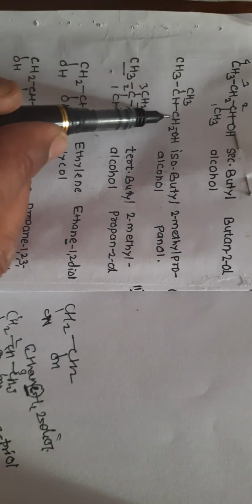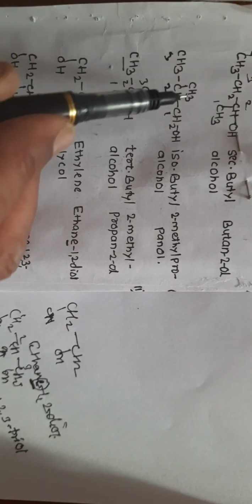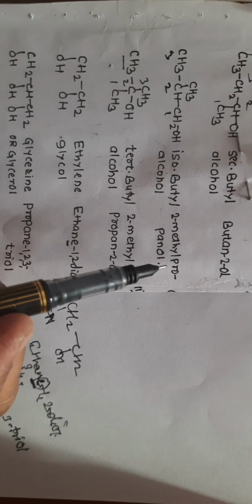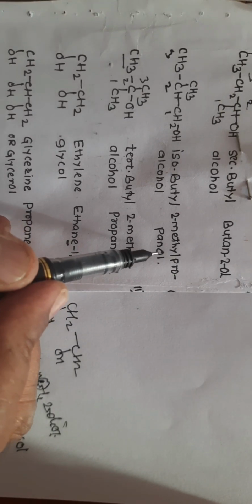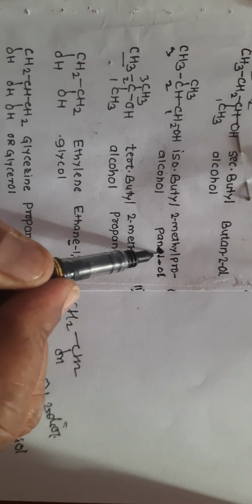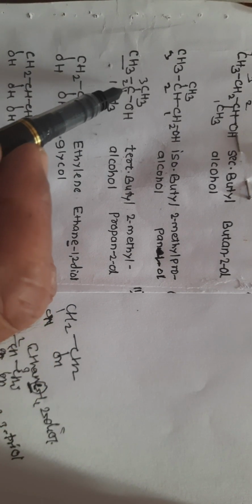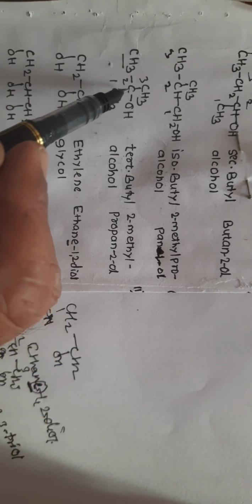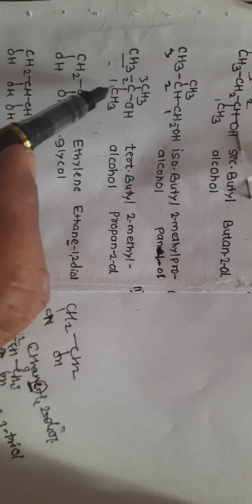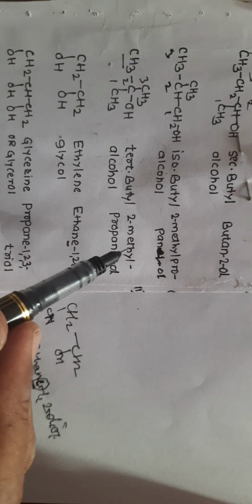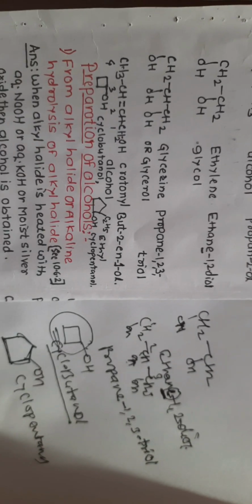And here we have to give the numbering like this: 1, 2, 3. There is a methyl group on the second carbon atom, therefore 2-methylpropan-1-ol. We have to write it like this. There is a slight mistake here, so correct it as 1-ol. Now it is tertiary butyl alcohol. The OH group is attached to the tertiary carbon atom, therefore it is tertiary butyl alcohol. Butyl because of 4 carbon atoms, and tertiary because the OH group is on a tertiary carbon. Here, numbering 1, 2, 3: there is 1 methyl group on the second carbon, therefore 2-methylpropan-2-ol is the IUPAC name of this alcohol.